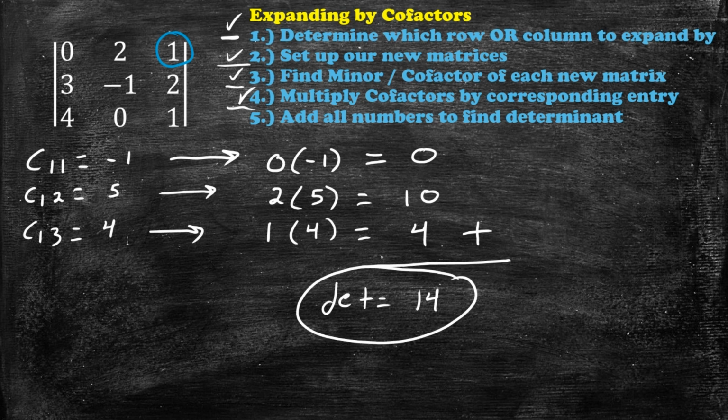So, one thing I should note is that one of the reasons why we expand by a row or a column that has a 0 is so that you can eliminate some steps. We could have eliminated the entire process of finding the cofactor for that 0 entry, because that's the reason why you expand by it. You know it's going to be a 0. However, you might come across examples where there are no zeros. So I wanted to show the full example.